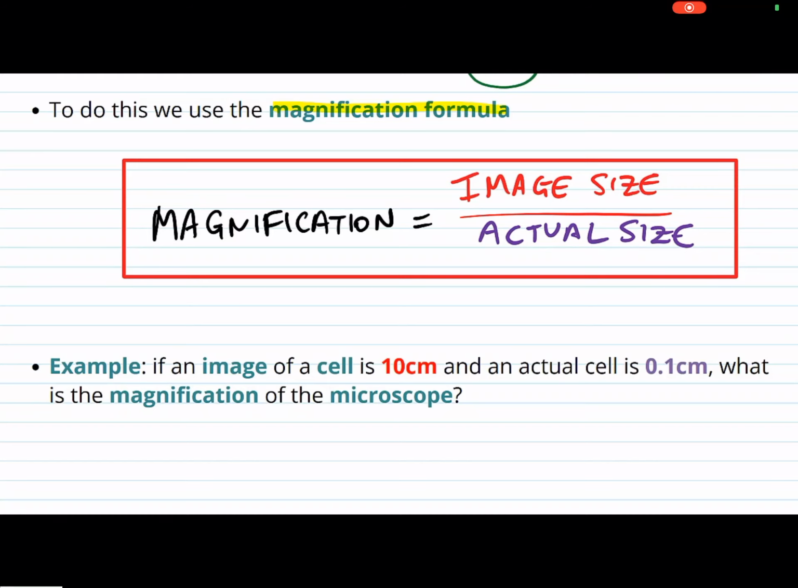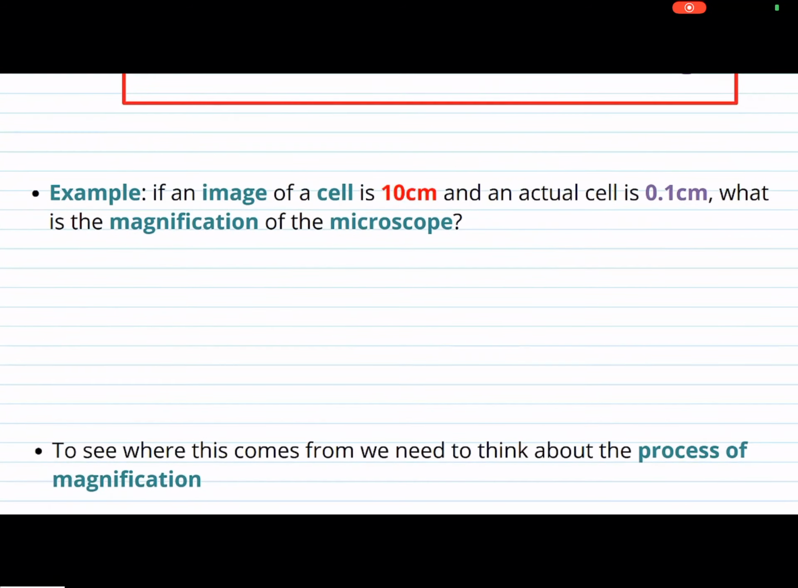So let's work through an example. If an image of a cell is 10 centimeters long and an actual cell is 0.1 centimeters in reality, what is the magnification of the microscope? So you need to be clear that obviously the image size is different to the actual size. A cell would never be 10 centimeters big, but the actual cell is 0.1 centimeters. We've got an image size which makes it look like it's 10 centimeters.